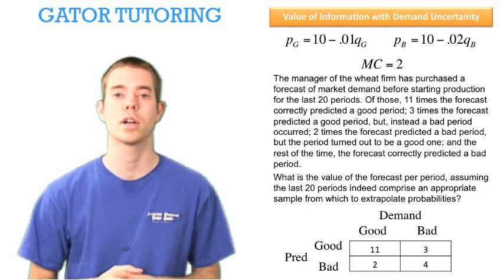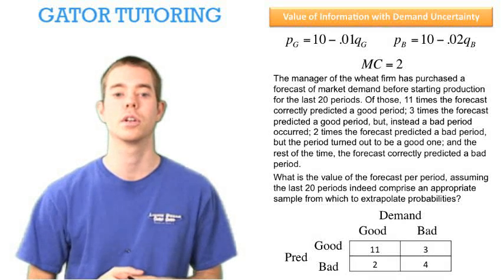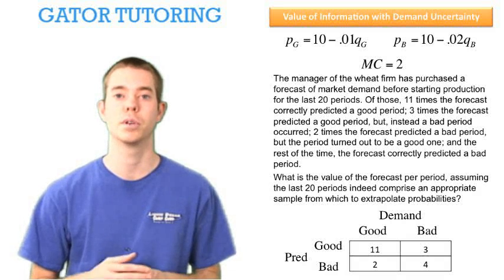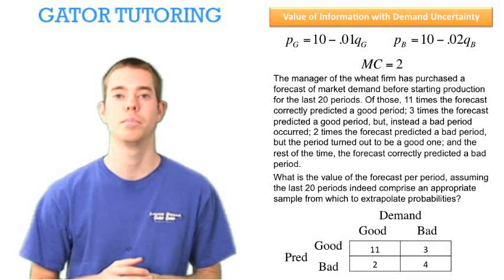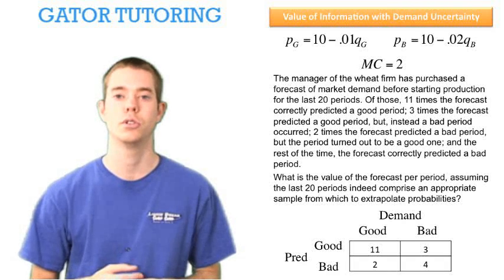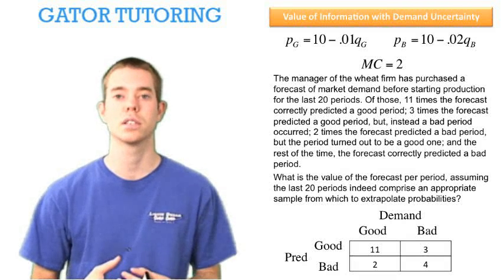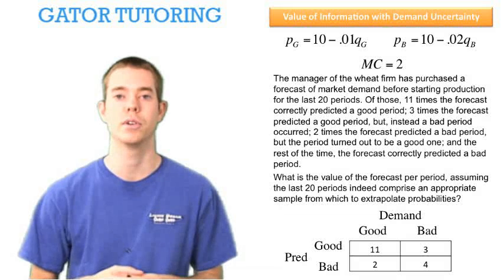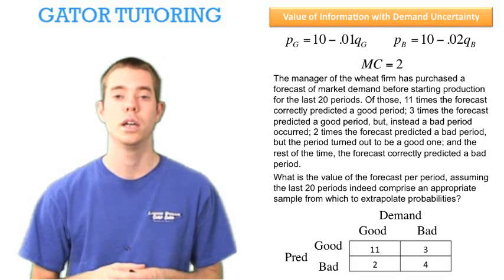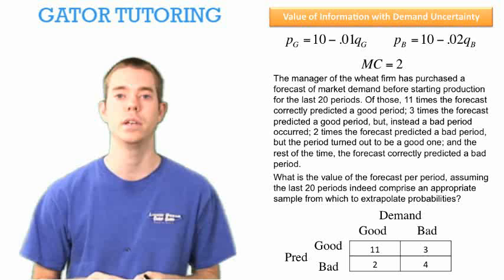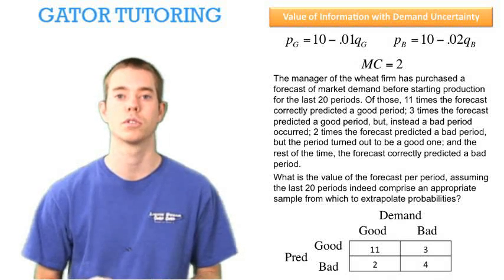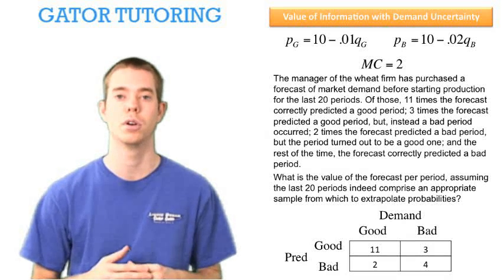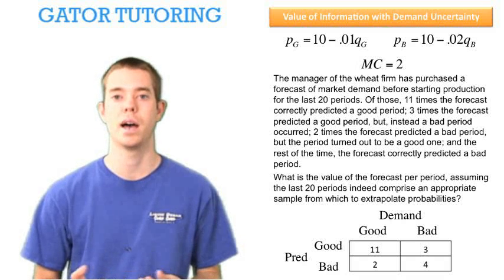2 times, the forecast predicted a bad period, but a good period occurred. So we're in the bottom row because we predicted a bad period, but we're in the left column because demand was actually good. So 2 goes in the bottom left corner. And the rest of the times, the forecast correctly predicted a bad period. There's 20 periods total, and so far we've had 11 plus 3 plus 2, which is 16. So the rest of those times must equal 4, 20 minus 16. So 4 times we predicted bad, so we're in the bottom row, and demand was actually bad, so we're in the right column, which is the bottom right corner of that box.